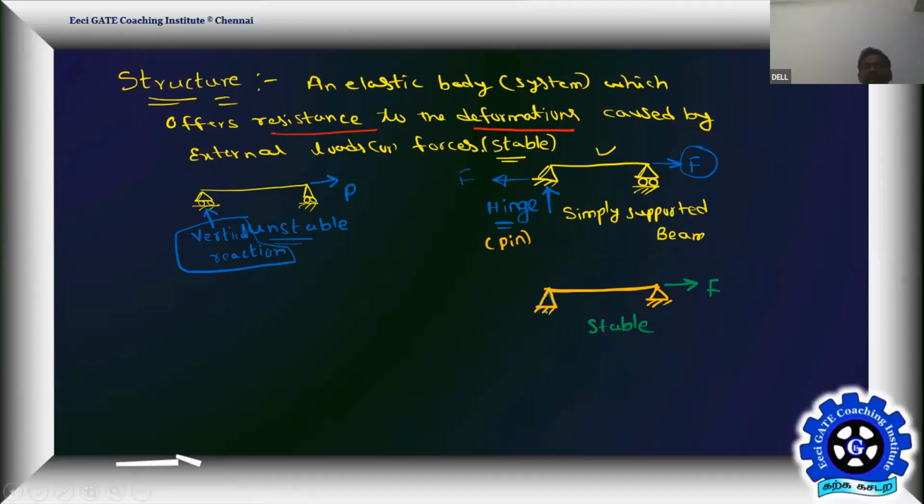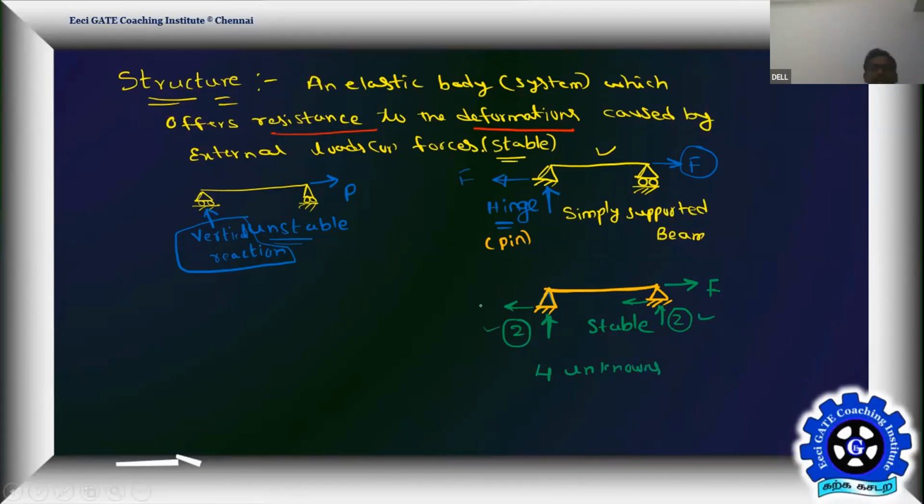Because we have more reactions over here. We have two reactions at one hinge and we have two more reactions at the other hinge. How many unknown reactions are there? Totally 2 here plus 2 here. Totally how many are there? 4 unknowns are there. Yes or no? Totally 4 unknowns exist here.